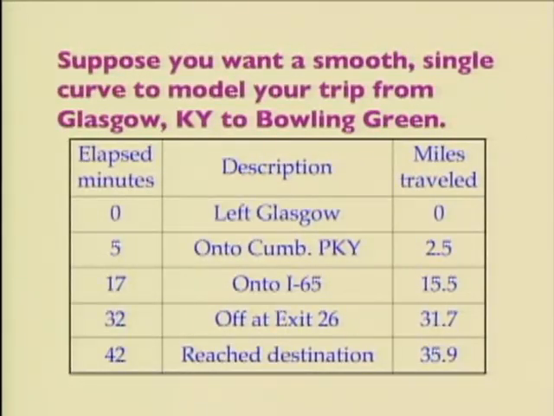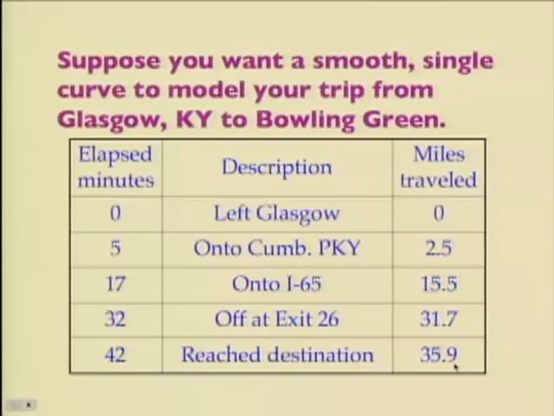Suppose you're modeling your trip from Glasgow to Bowling Green, and on one hand you're timing yourself. You've got a watch timing yourself, and then you've got your trip odometer set to measure the miles. So you leave Glasgow, you start at 0 in time, 0 in miles. And then when you get on the Cumberland Parkway, 5 minutes later, you've traveled 2.5 miles. When you eventually get to I-65, you've been traveling now for 17 minutes, and you've traveled 15.5 miles. 32 minutes after you start, you get to exit 26, get off the I-65, you travel 31.7. And then you reach your destination in 42 minutes. Your trip odometer says 35.9 miles.